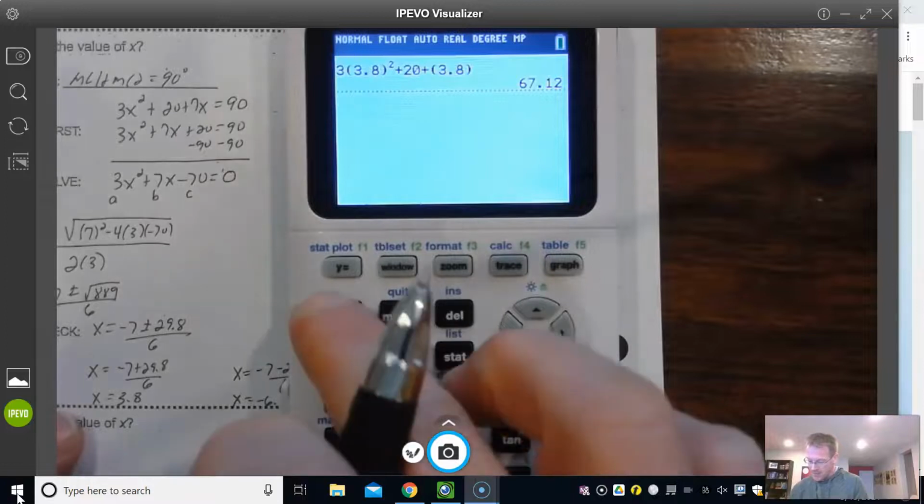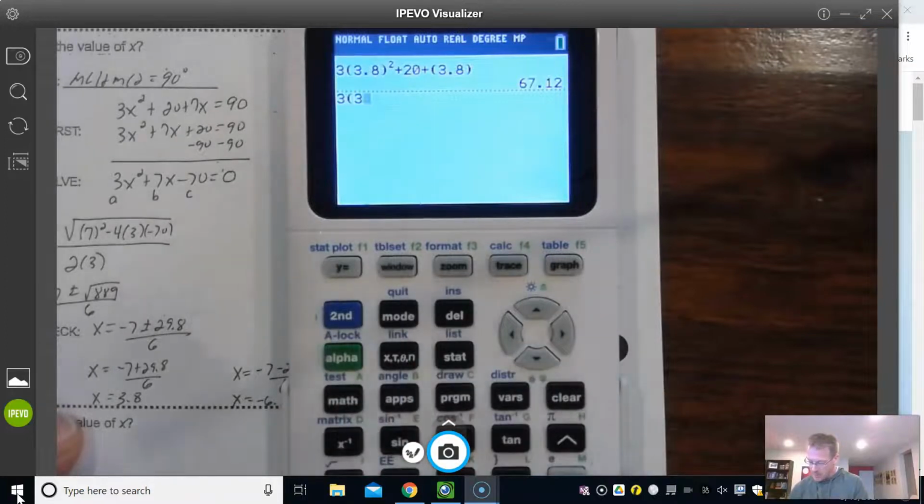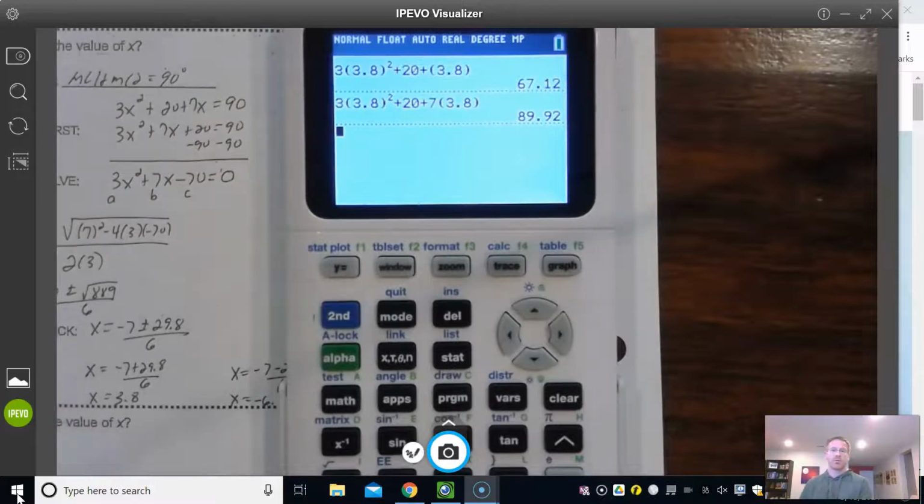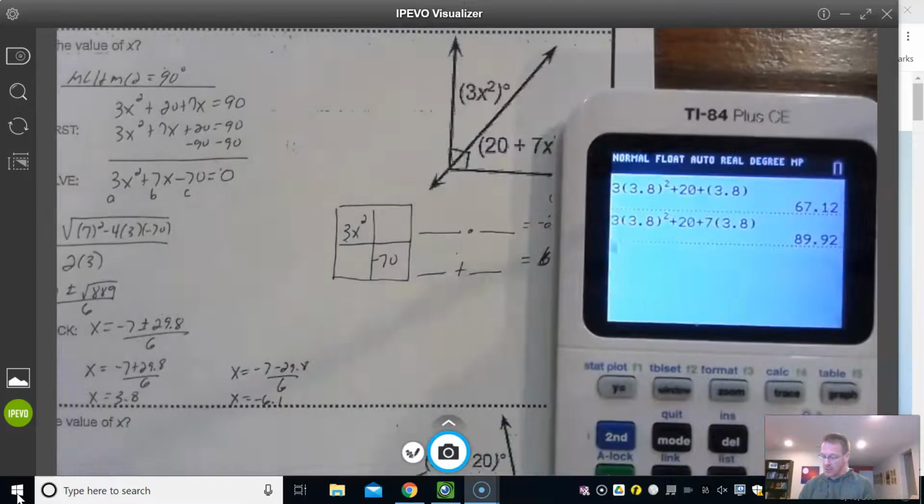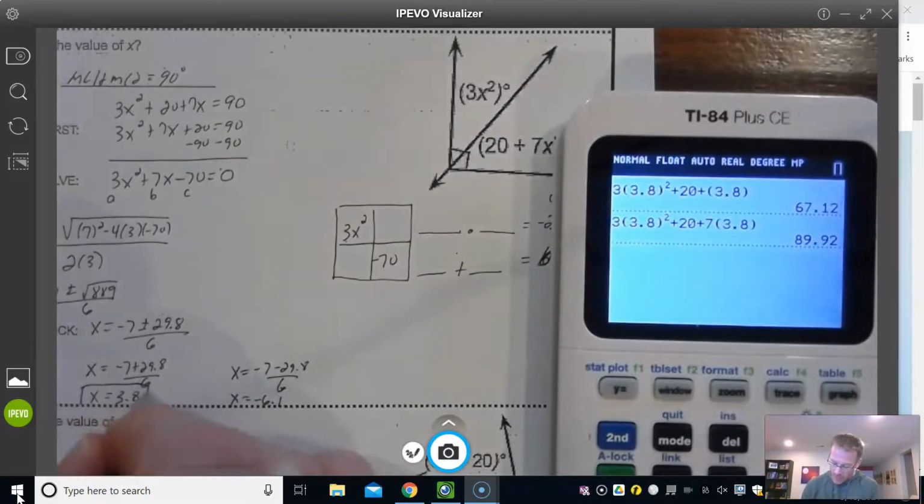Oh, I left the 7 off, so let me try that again. So 3 times 3.8 squared plus 20 plus 7 times 3.8. There we go. And notice I get 89.92. We did a little bit of rounding, so that's pretty much 90. So that's telling me that 3.8 is a good solution. That works out really well.